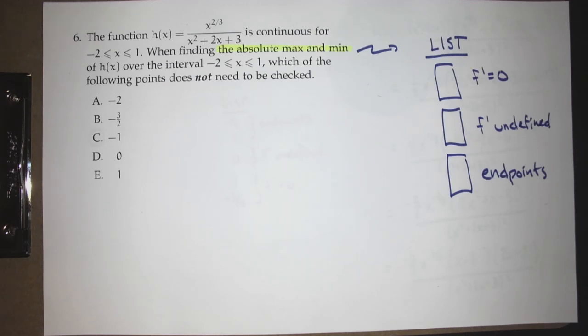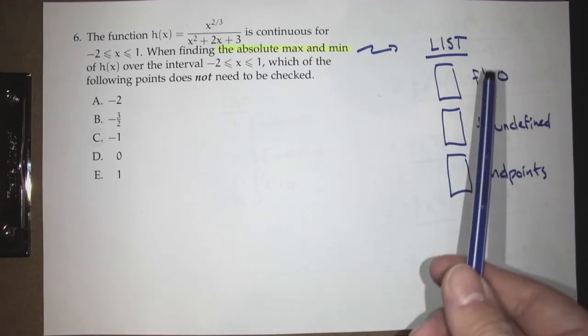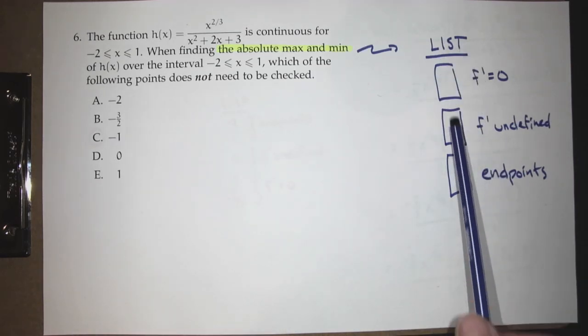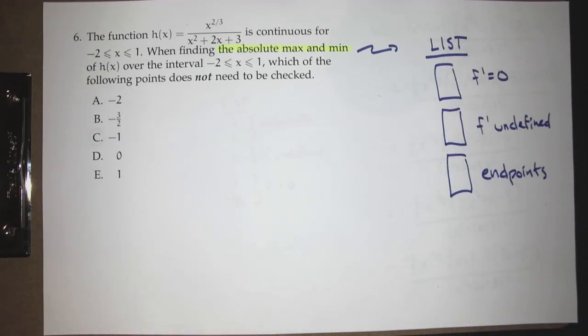So what are we going to do? We're going to figure out our endpoints. We're going to figure out where our derivative is undefined, where our derivative is 0, and we're going to compare our list to this list. And whichever one of these doesn't make our list, that's our answer. So we have -2, -3/2, -1, 0, and 1. Which one did not make the list?